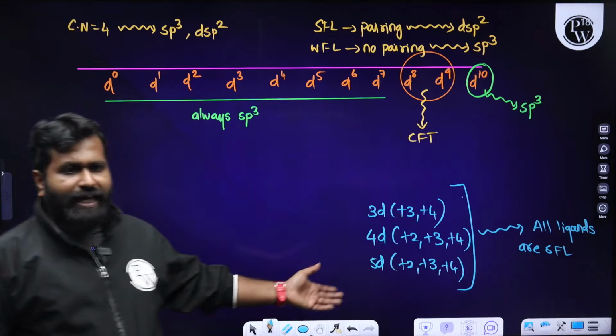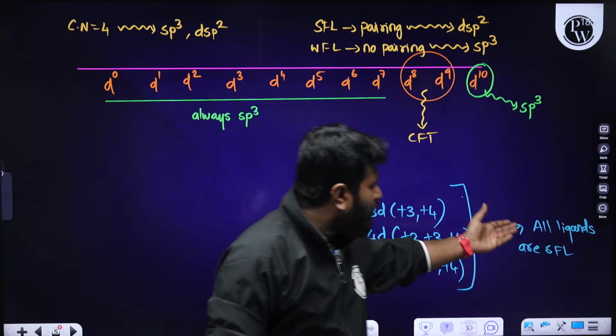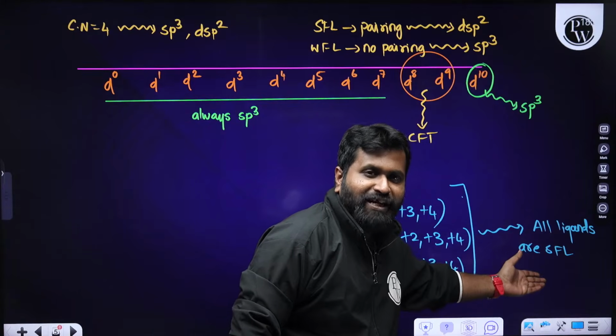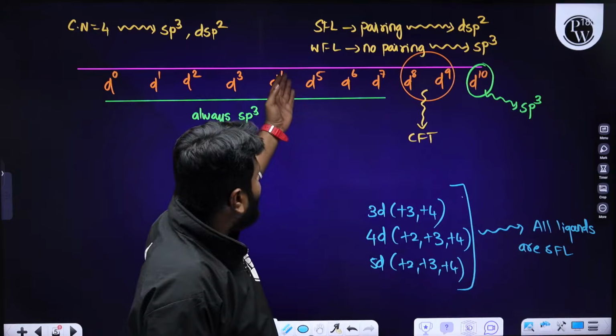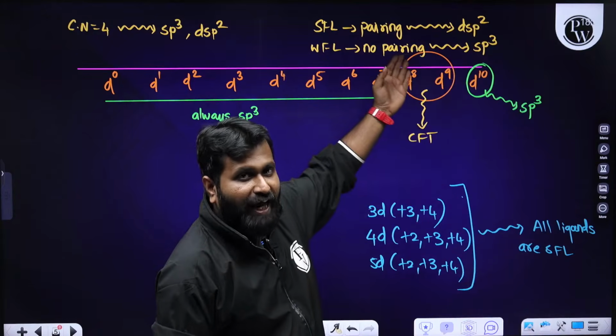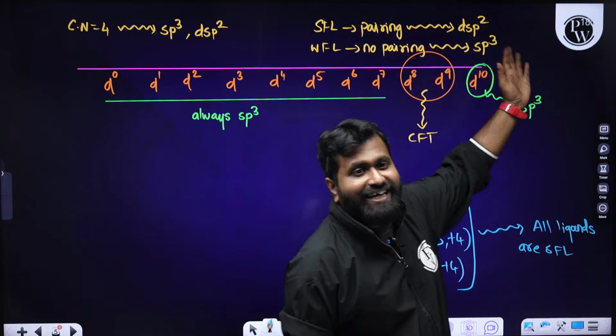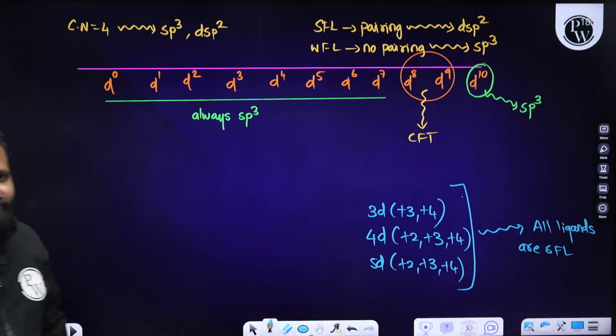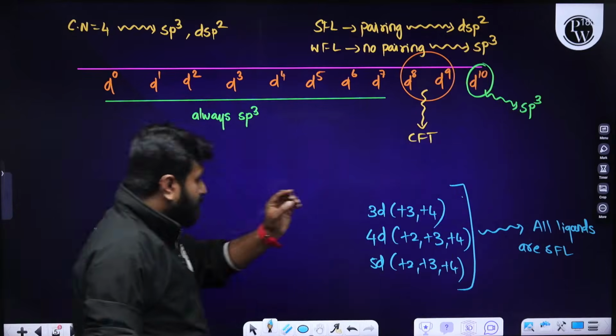In all these cases, if all ligands are strong field ligands, what can we automatically tell? Strong field ligand means pairing will take place. If pairing is taking place, hybridization will be dsp2. Everybody is clear?